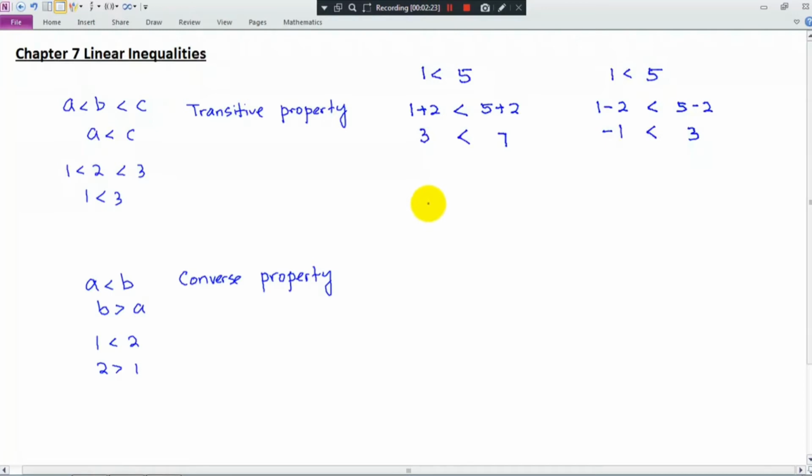Okay, so this is plus, this is minus. Then we go to multiply. I just use the same numbers here. 1 is less than 5. I multiply 2 for both sides. Here will give you 2, and this will give you 10. 2 is less than 10. You see, it's still the same. Inequality sign remains unchanged. How about divide?